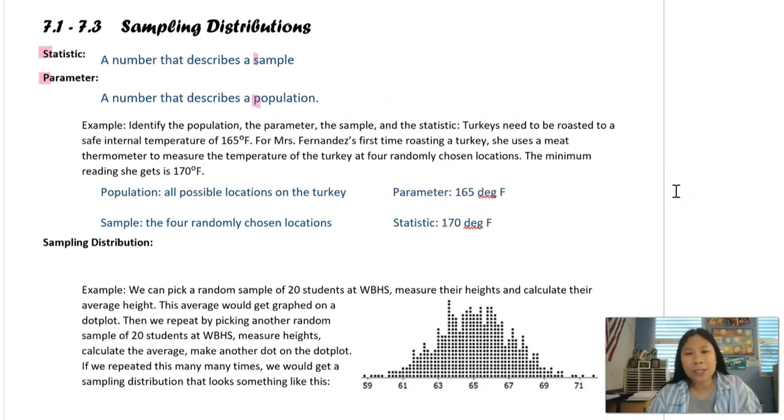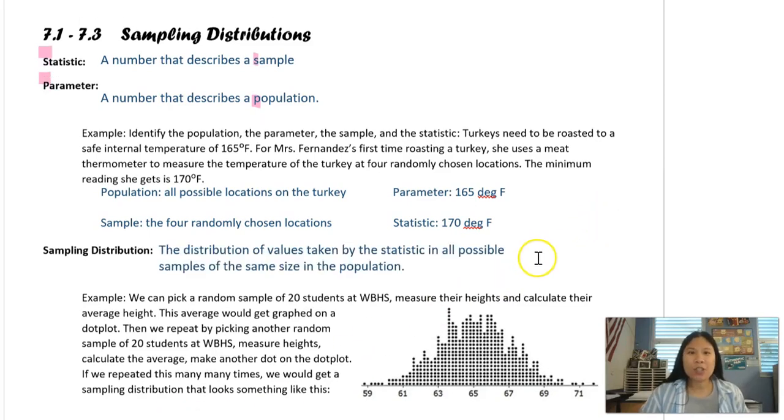Okay, so now that we can tell the difference between population and sample, parameter and statistic, let's talk about what a sampling distribution actually is. Here's its formal definition: a sampling distribution is the distribution of values taken by the statistic in all possible samples of the same size in the population. I know that formal definition didn't make a whole lot of sense. If we were to explain it, it takes a lot more words than that. Remember, a distribution of values is if we were to make a graph of some sort, we would be able to have a distribution or a data set.